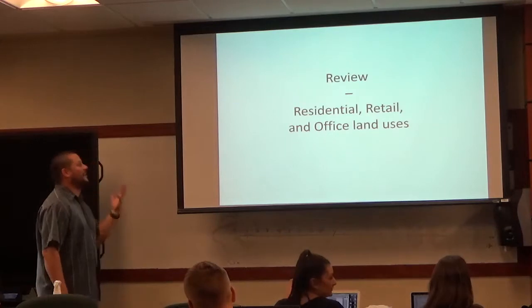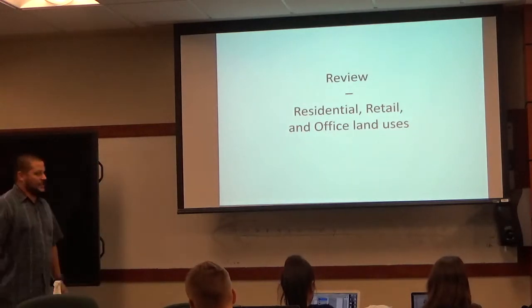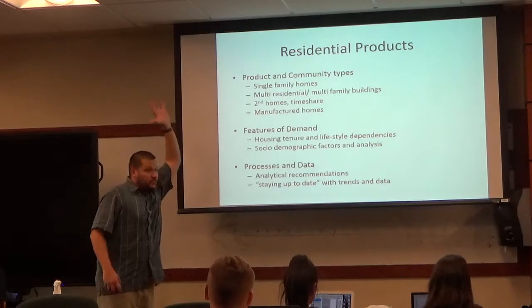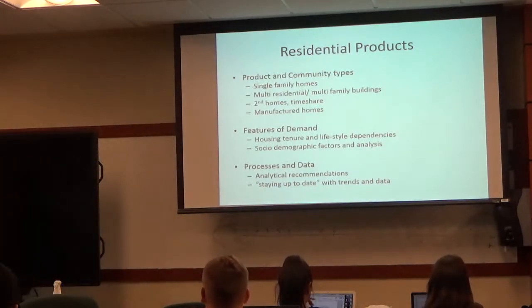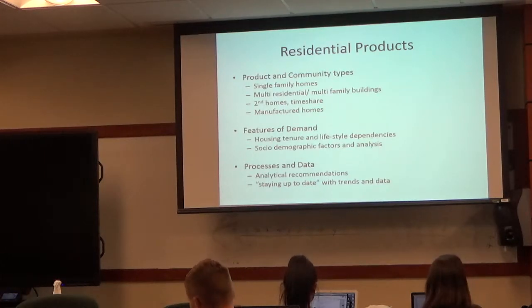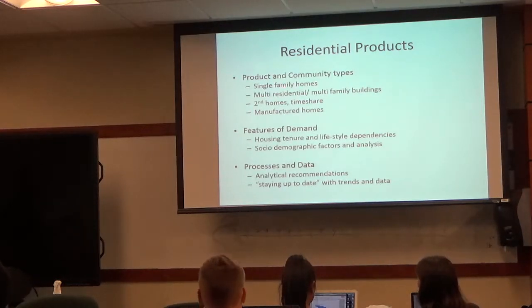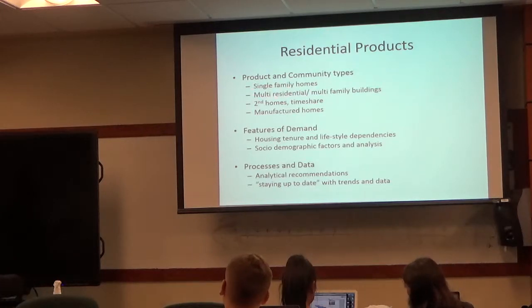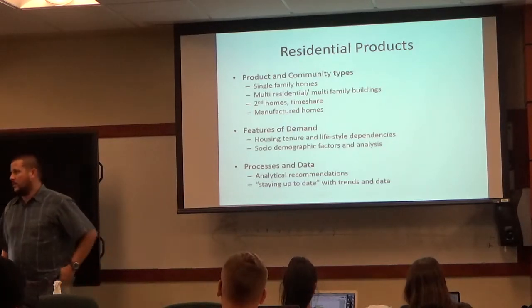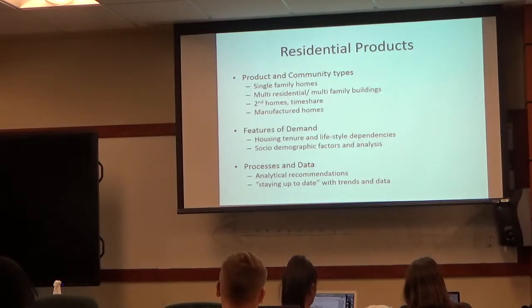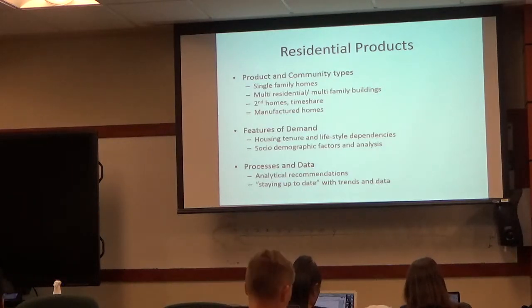I really try hard. Alright, residential, retail, office land users. Quick overview. This is roughly what you see in your chapter in the book. This is pretty much the menu of residential land uses in property management. You will probably see single-family homes and multi-residential, multi-family buildings, aka apartments and condominiums, the most. And then you have niches like second homes and timeshares, which are managed somewhat differently.